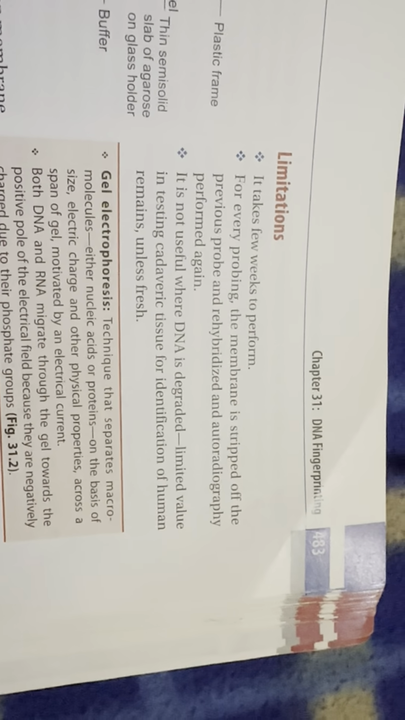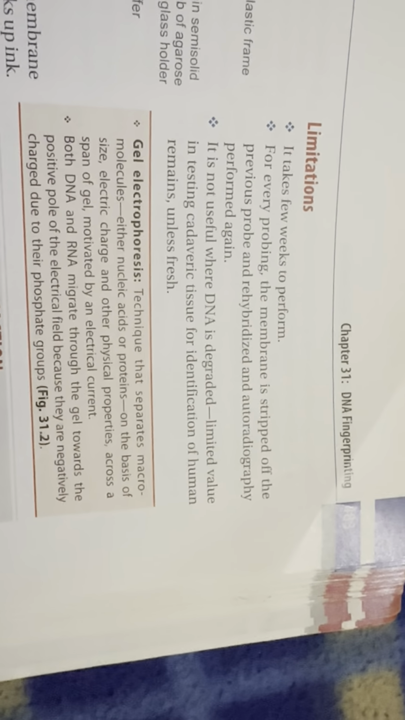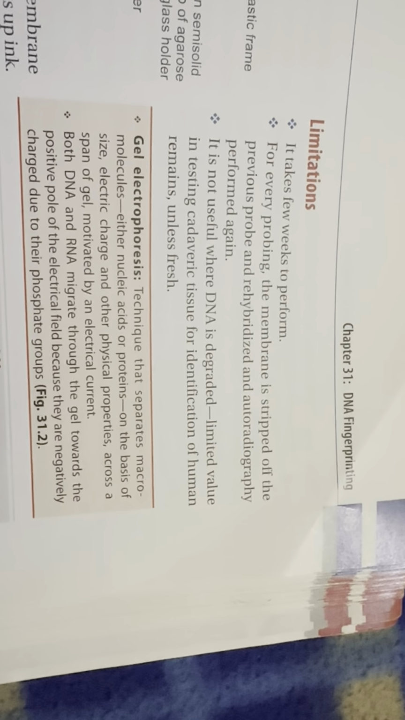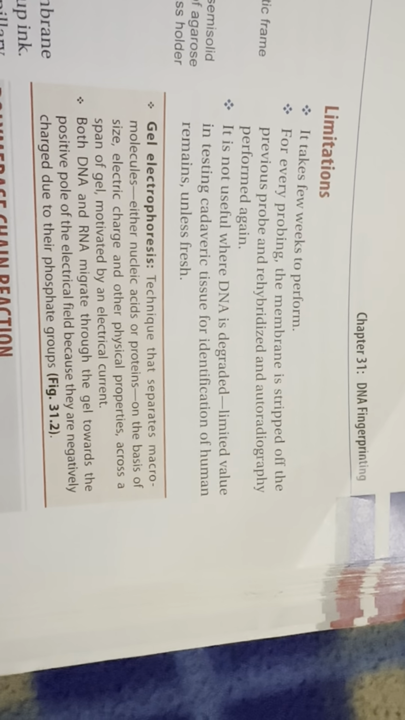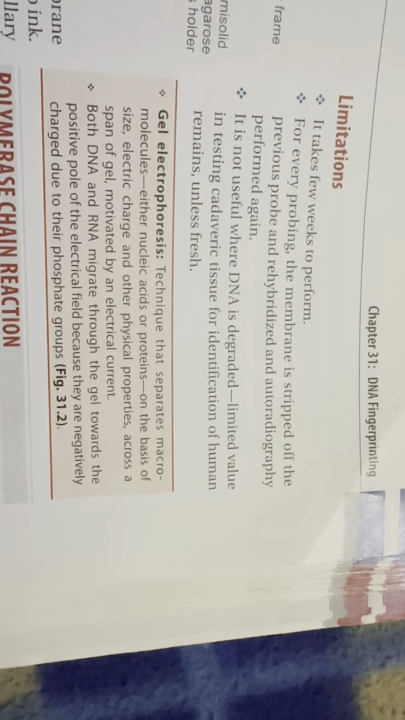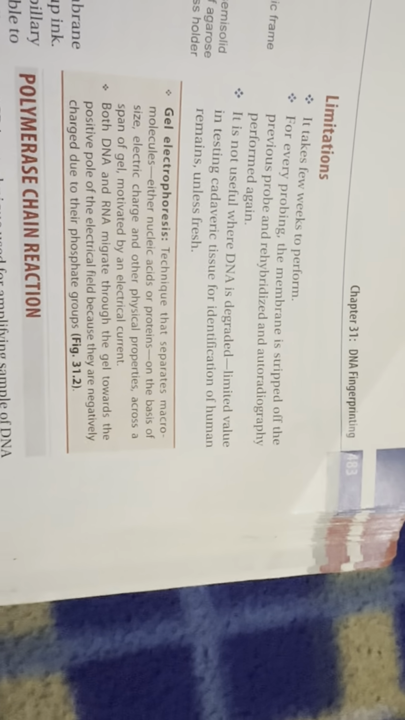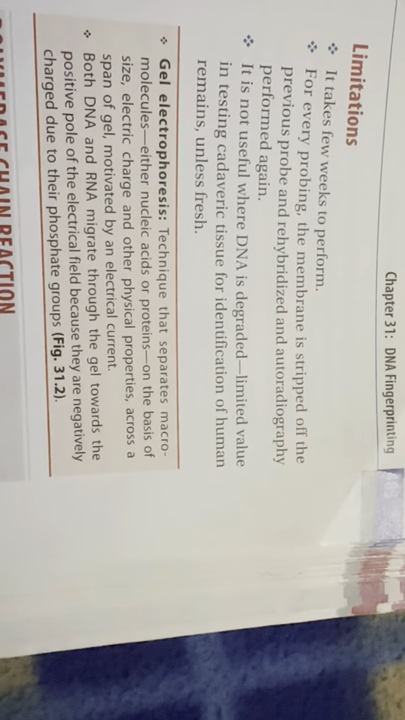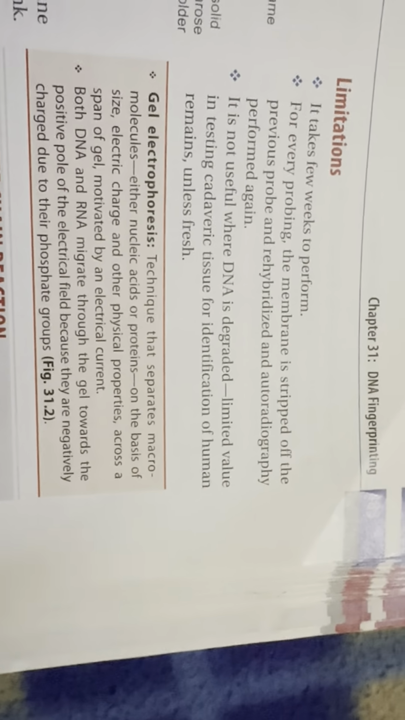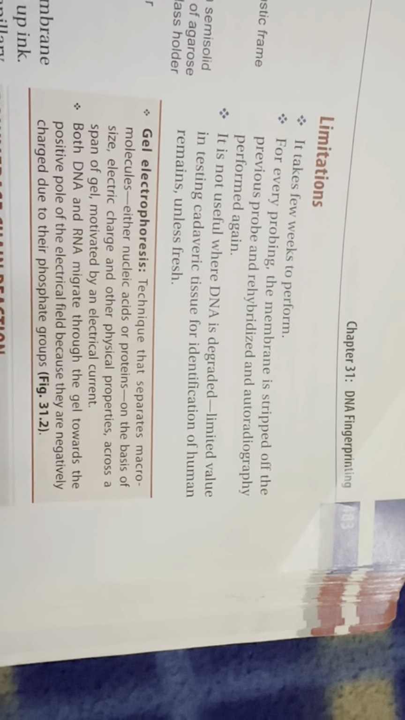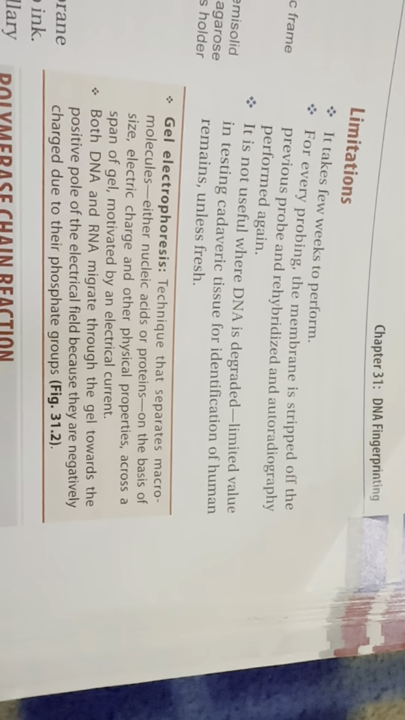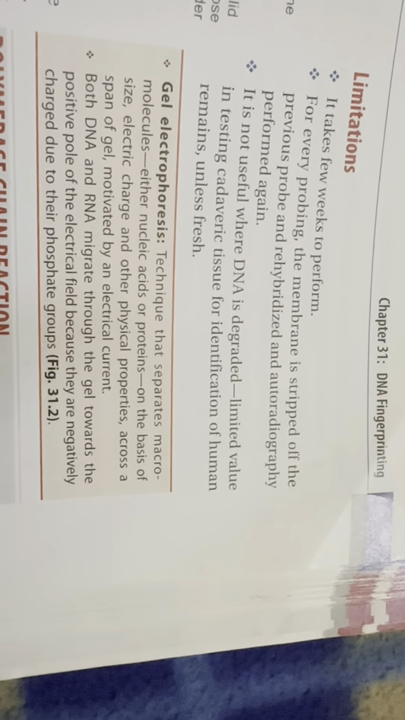For every probing, the membrane is stripped of the previous probe, and rehybridization and autoradiography are performed again. It is not usable where DNA is degraded, and has limited value in testing cadaveric tissue for identification of human remains. Electrophoresis is a technique that separates macromolecules, either nucleic acid or protein, on the basis of size, electric charge, or other physical properties across a span of gel motivated by an electric current. Both DNA and RNA migrate through the gel towards the positive pole of the electrical field because they are negatively charged due to their phosphate groups.